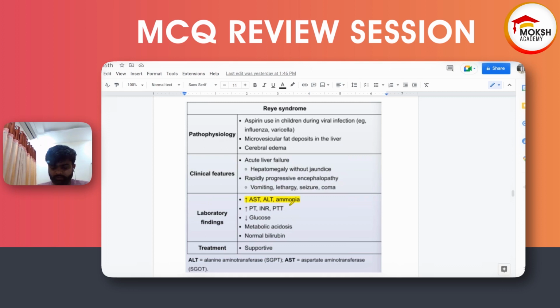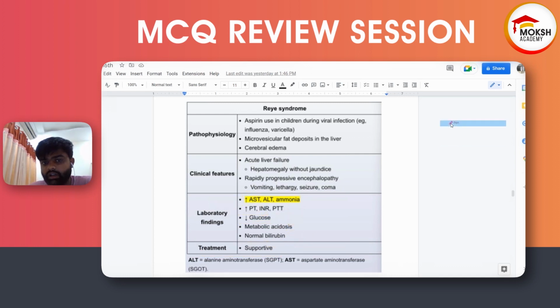What are the laboratory findings? Laboratory findings are increased AST, ALT, and ammonia. They can have increased PT, INR, and PTT. The patient can have decreased glucose. They can have metabolic acidosis and normal bilirubin, and treatment is supportive.